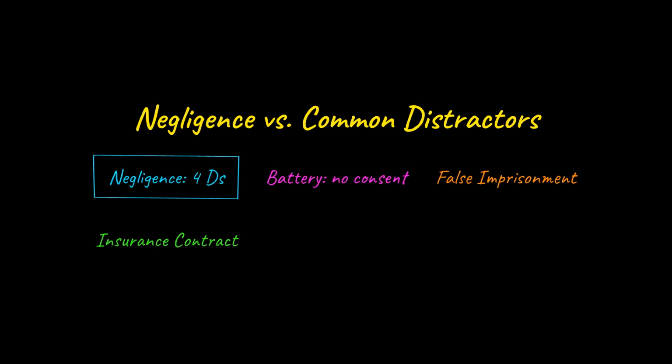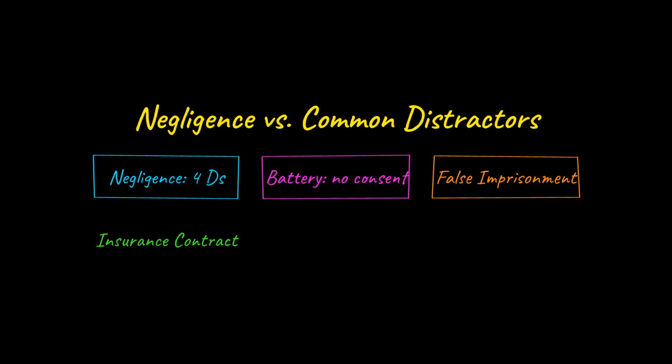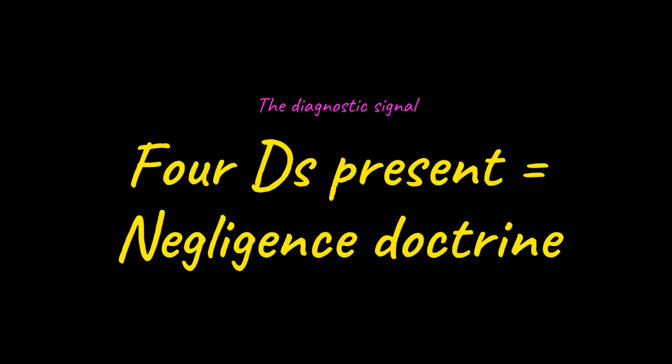Exam distractors include battery, which involves unwanted intentional touching when consent is absent, false imprisonment, which means unlawfully restricting a patient's freedom, and breach of insurance contract, a payer dispute unrelated to patient care. When a stem lists duty, breach, damages, and direct cause, the answer is negligence. Whenever a question stem references duty, dereliction, damages, and direct cause, or mentions standard of care and malpractice, that is the negligence doctrine. Spot all 4 Ds together and you have your answer.